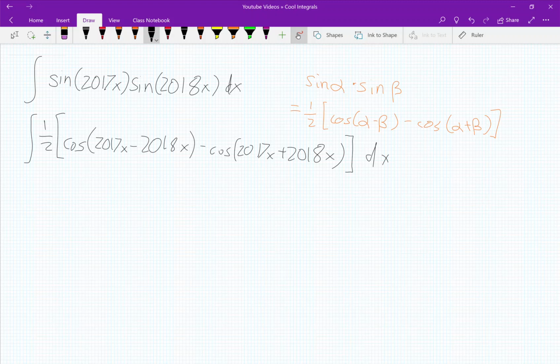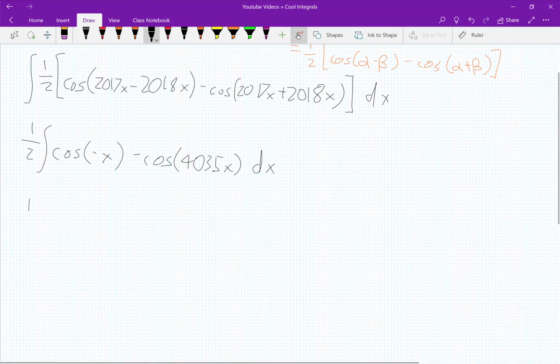But we can do many steps to simplify this. First, we can bring the 1 over 2 to the outside, since it's a constant. So we have 1 over 2 of the integral of cosine of, well, we can just simplify the inside. 2017x minus 2018x is just negative x, minus cosine of 2017x plus 2018x is 4035x dx.